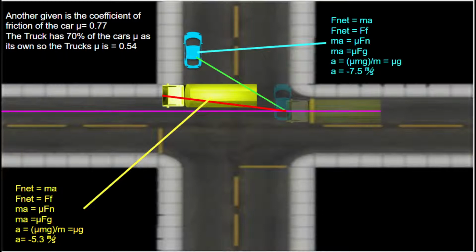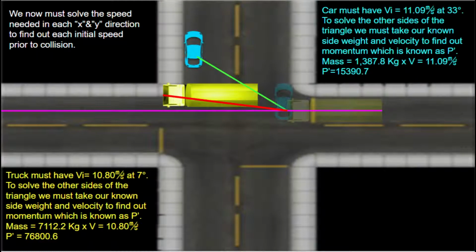So we take ma, which is equal to mu Fn, and then realize that since Fn is equal to Fg, we make that ma is equal to mu Fg, which is also equal to just mu times mass times gravity, divided by the mass, which will leave us with only acceleration equal to mu times gravity, and we then solve each of the equations to give us the acceleration for both respectively.